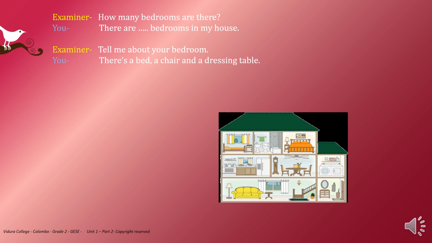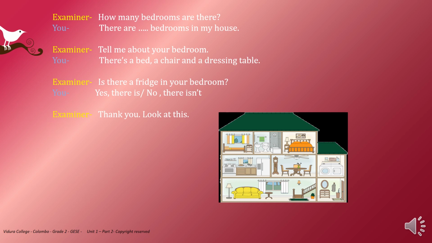Okay, next. The examiner will ask you, is there a fridge in your bedroom? Sometimes you might have, sometimes you will not have. So you can say, yes, there is if you have a fridge. And if you don't have a fridge, then you can say, no, there isn't. Okay, then the examiner will say, thank you.